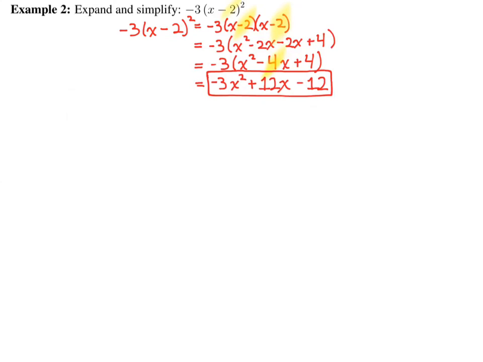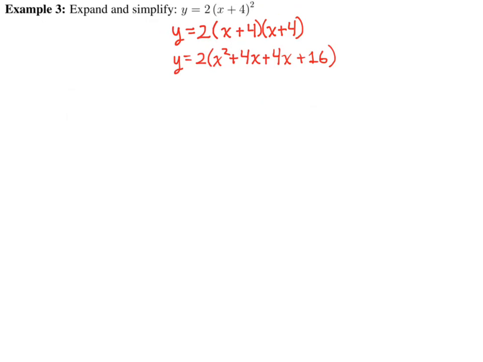All right, good times. Third example, again with the squaring. This time I made it y equals, and then 2 on the outside, x plus 4 squared. All right, so again, make it x plus 4 times x plus 4, showing that that's squared, but the 2 is not squared, it's just hanging out. Then I would FOIL it. This time I did it quickly. x squared, you got a 4x, you got a 4x, you got the 16. That 2 is just hanging out.